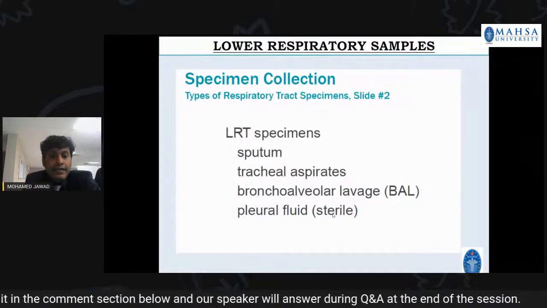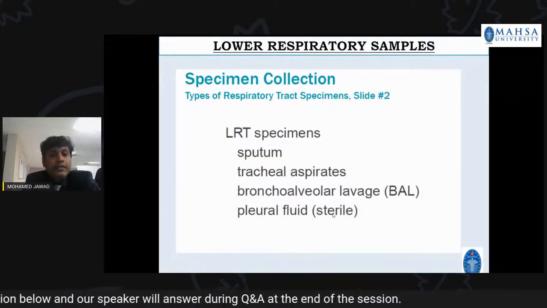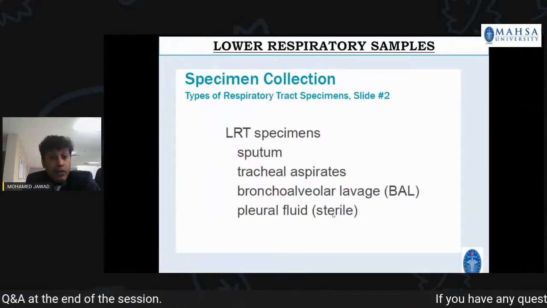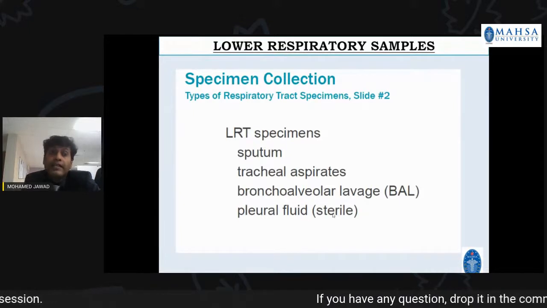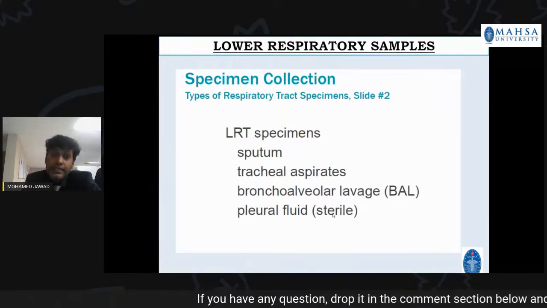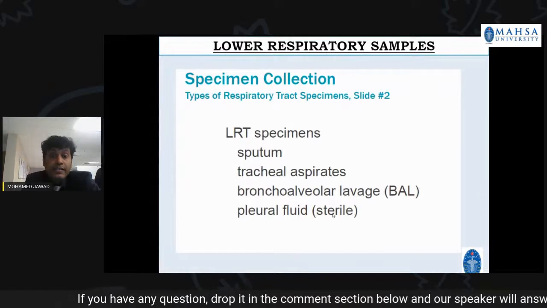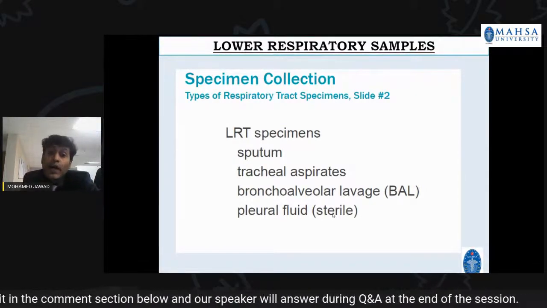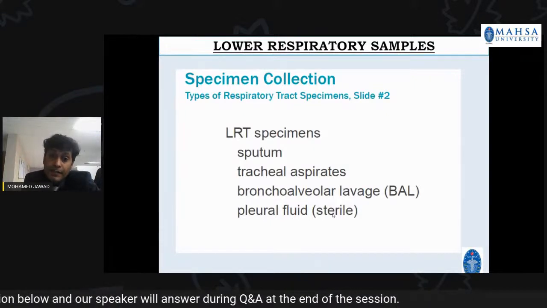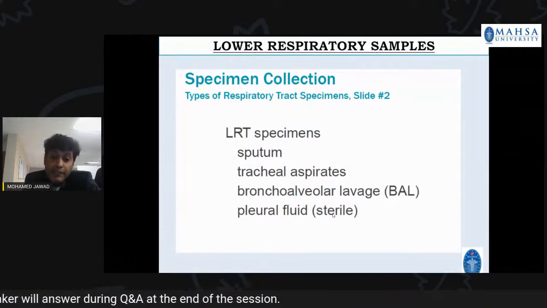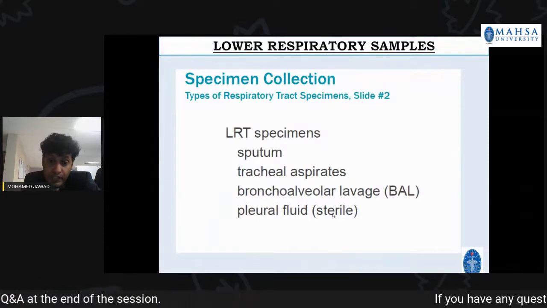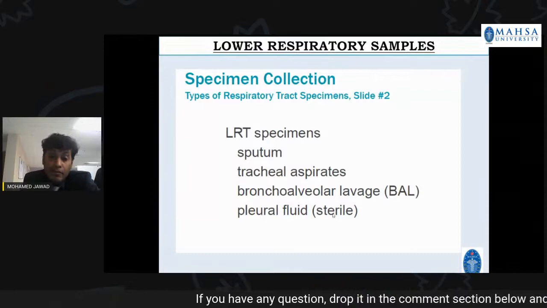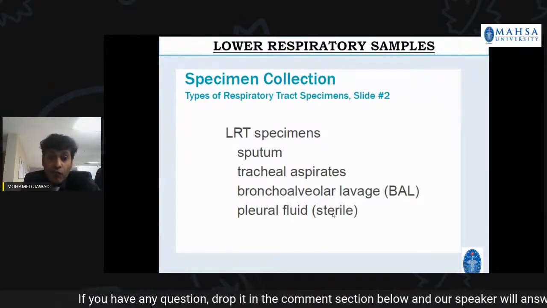Then the types of lower respiratory samples. Sputum, concentrated: mainly the early morning sputum, which is highly concentrated, is the most preferable. Then tracheal aspirate: from the trachea we have to aspirate the cells with the help of the intubation tubes. Then bronchoalveolar lavage, which we collect with the help of bronchoscopy, and pleural fluid also.